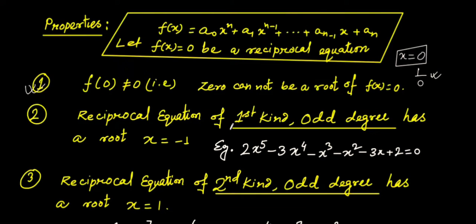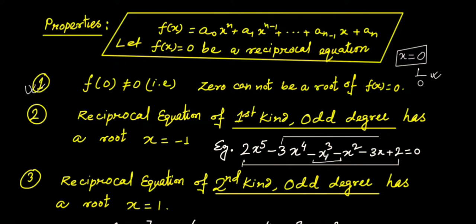The second property: for a reciprocal equation of first kind, that means the coefficients of equidistant terms from the beginning and the end are equal in magnitude and have the same sign, and obviously of odd degree, negative 1 is a root. See the example, 2x to the power 5 minus 3x to the power 4 and so on. See, 2 and 2, these are equal. Again negative 3, here negative 3, and here negative 1 and negative 1.